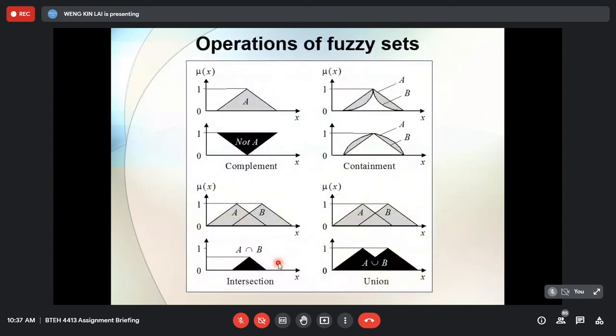So this is your fuzzy sets operations, shown in a graphical form, right? You can see here, intersection is actually between two sets. You take only this one. So this is the smaller of the two. And then union, they take the larger of the two. Containment is actually within the set, it's over here, right? Between the set, the larger set A. Complement, not A, will be the reverse of A.